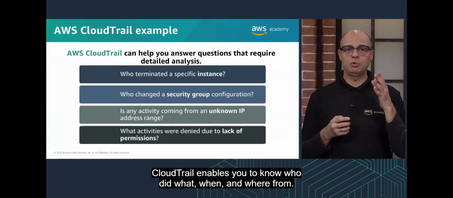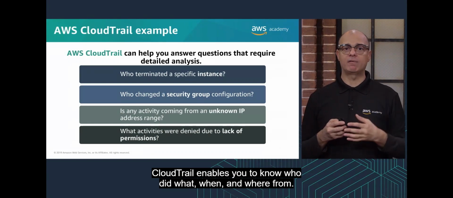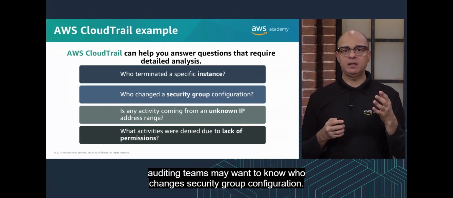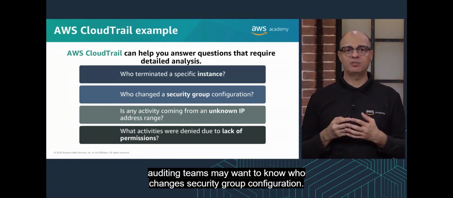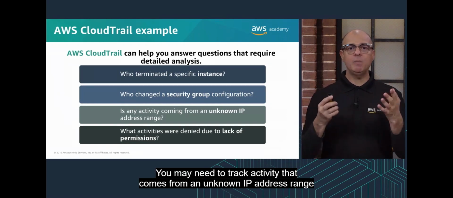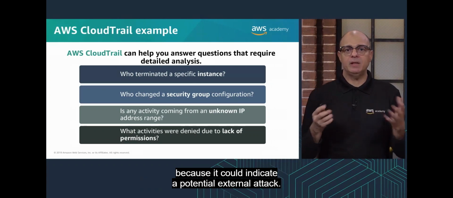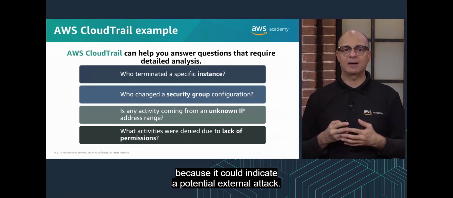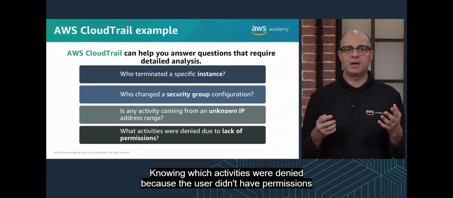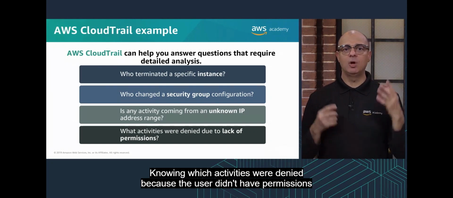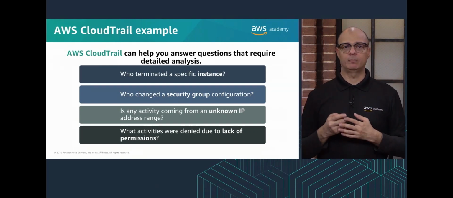CloudTrail enables you to know who did what, when, and where from. Security and auditing teams may want to know who changed a security group configuration. You may need to track activity that comes from an unknown IP address range because it could indicate a potential external attack. Knowing which activities were denied because the user didn't have permissions will allow you to improve security.